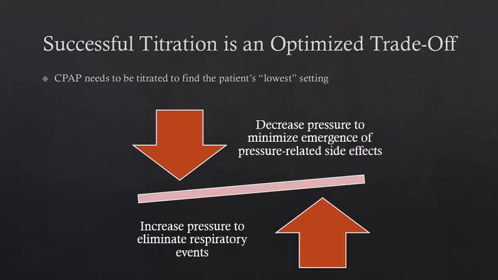CPAP needs to be titrated to find the patient's lowest setting. It is an optimized trade-off to increase the pressure enough to eliminate respiratory events while also trying to avoid any pressure-related side effects. It can be a delicate balance.